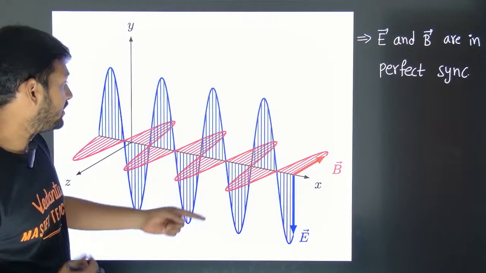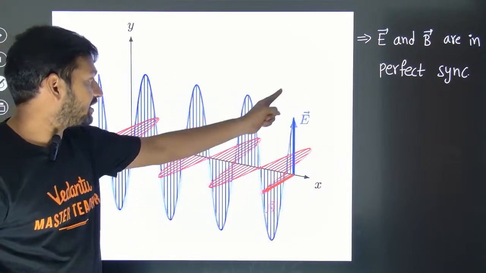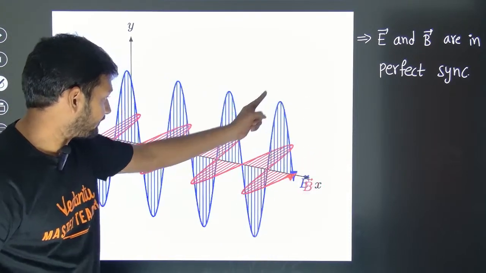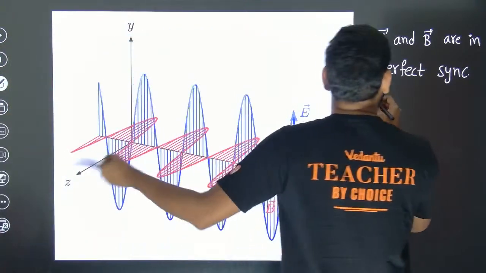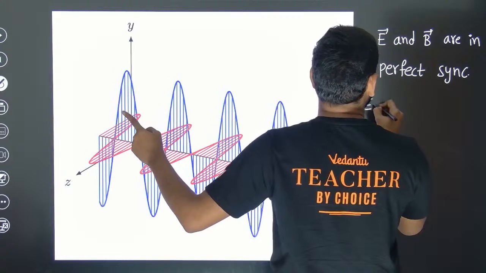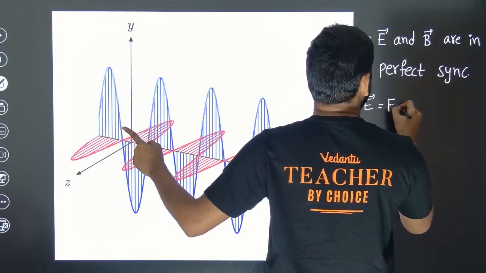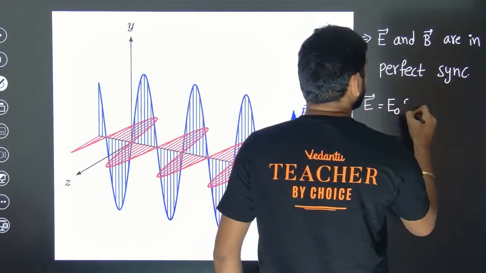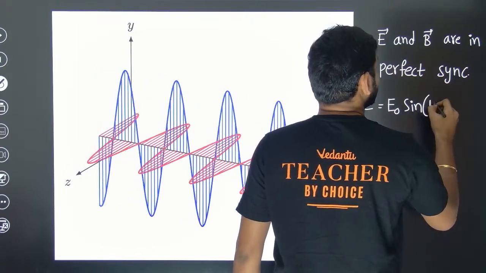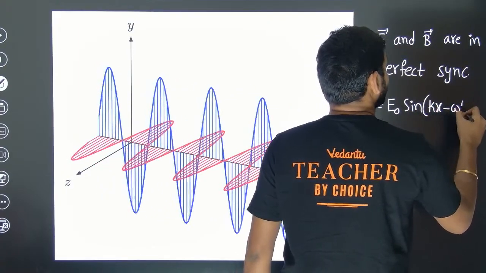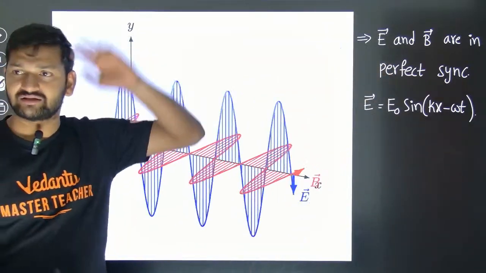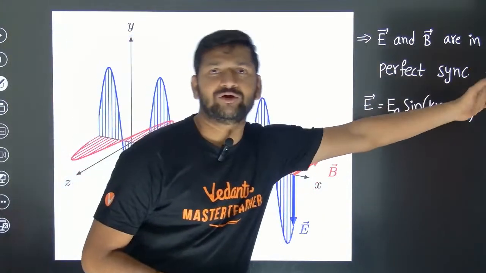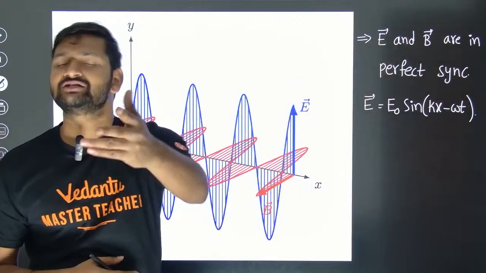And you can clearly see that the electric field oscillations are sinusoidal. You can see that, right? So I can represent the electric field in the form of a sinusoidal wave, E naught sine of (kx minus omega t). Let's say you can have some phi also, an initial phase might be present, it's fine.